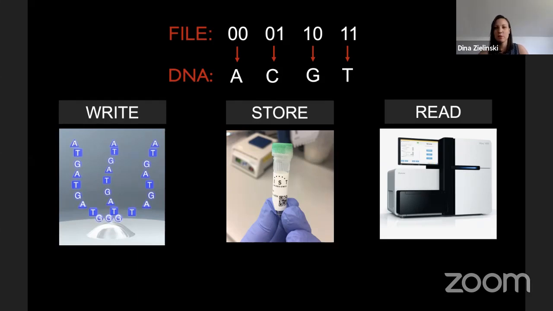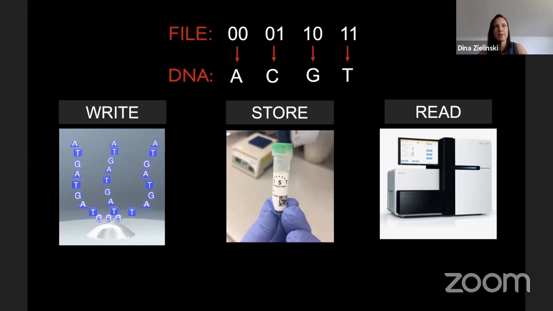You don't need any special equipment to store data in DNA. You could store it in your wine cellar, in your refrigerator, and it can last hundreds, even thousands of years, as I showed through the recovery of the DNA from Ötzi the Iceman. And reading has actually become very affordable.